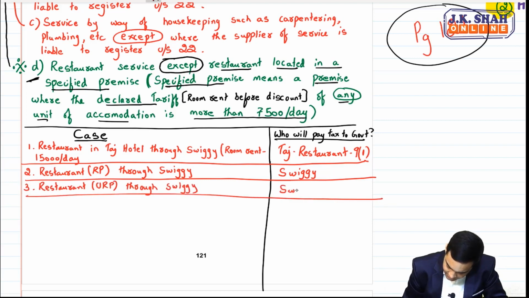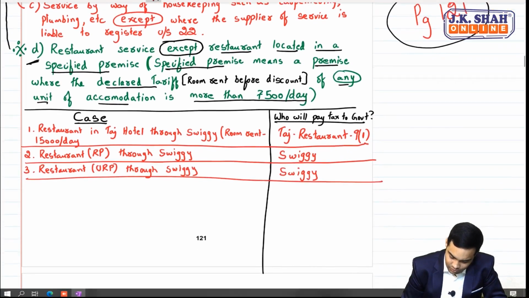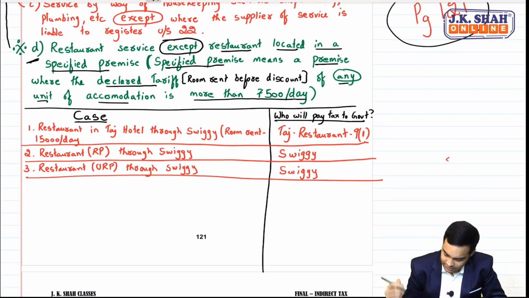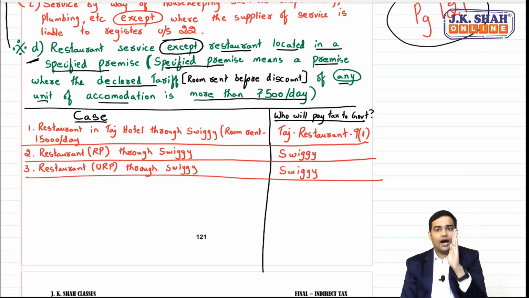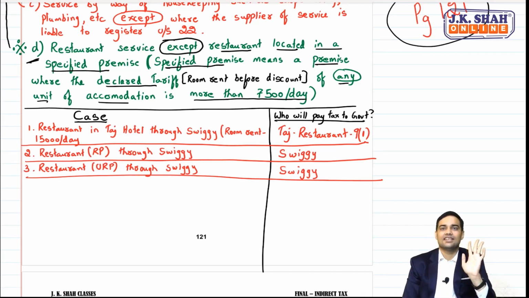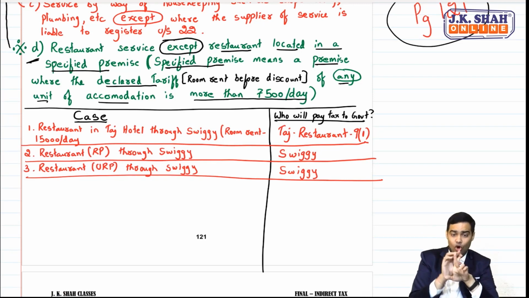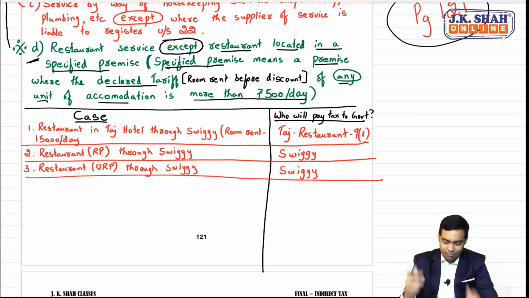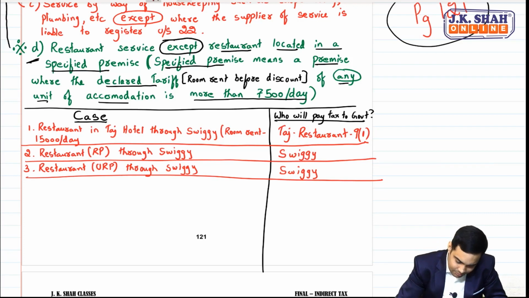Again, the answer will be Swiggy. You need to be careful about one thing. What one thing, sir? Transportation of passenger and restaurant. We don't check whether it is registered or unregistered. But accommodation and housekeeping, we check that. I'll give you a simple formula. You can remember this as HATR.